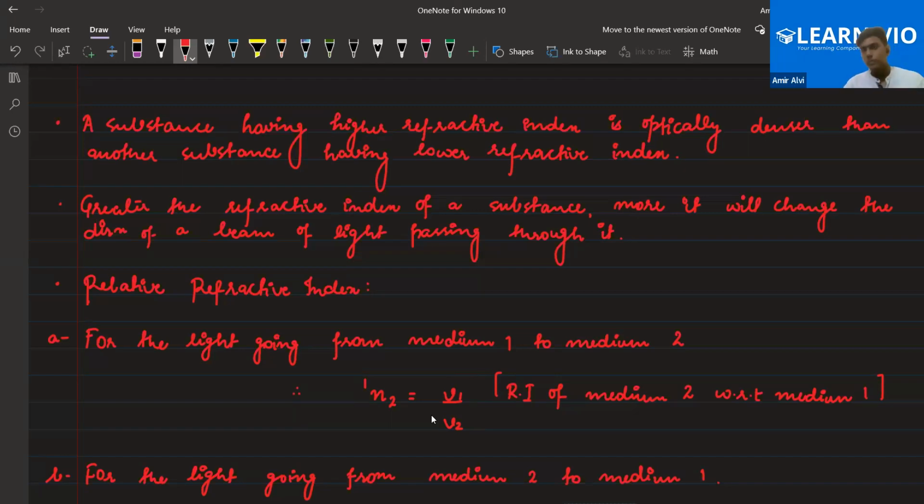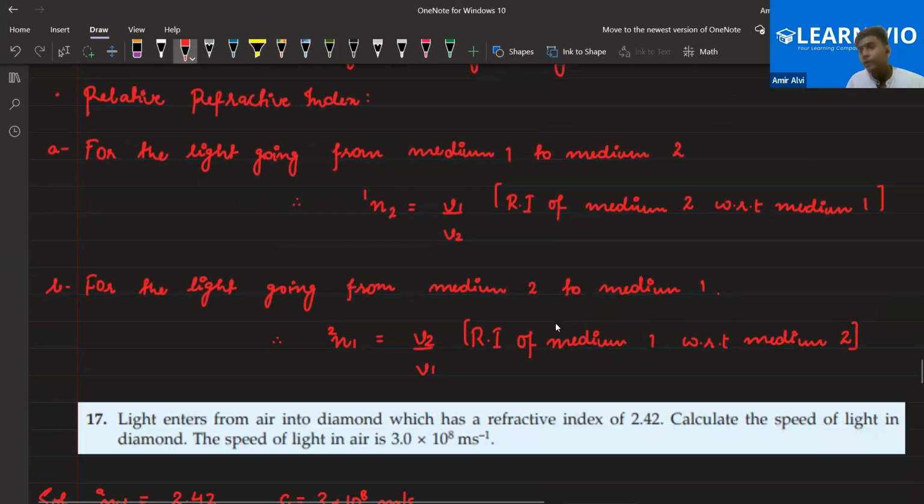Yes. Okay. And for the light ray going from medium 2 to medium 1, it will revert here. Medium 2 will be in the subscript, so velocity of the medium 2 will be taken as the numerator. Is this clear, बच्चों? Yes. ठीक है.